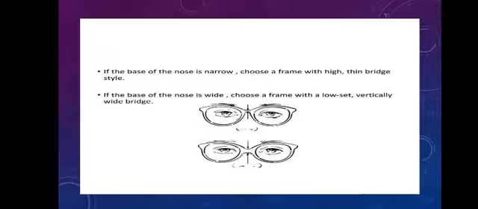If the base of the nose is narrow, choose a frame with a high, thin bridge style. If the base of the nose is wide, choose a frame with a low, vertically wide bridge.